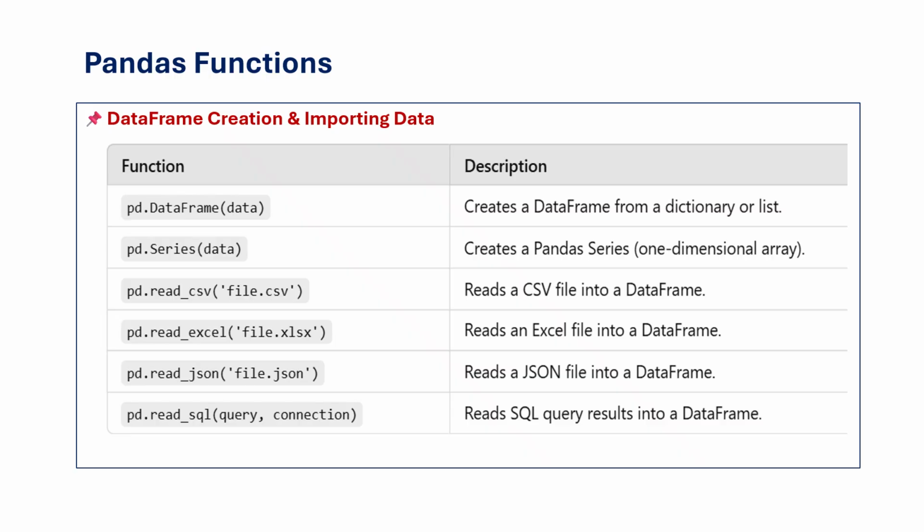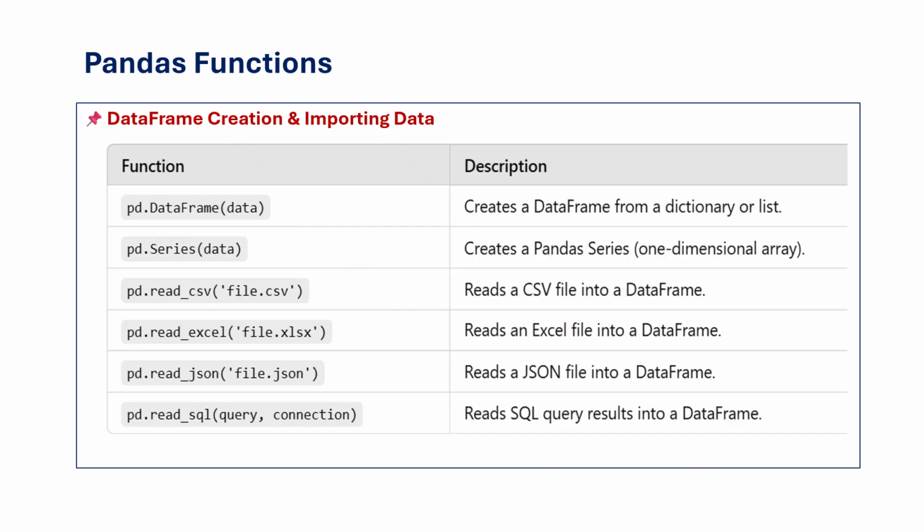Pandas functions. In this slide, we will see how to create a DataFrame and how to import data using pandas. A DataFrame is one of the most important data structures in pandas. It stores data in the form of rows and columns, similar to an Excel spreadsheet or a database table. For example, student details such as name, age, department, and marks can be represented as a DataFrame. We can create a DataFrame from different types of data sources such as a list, dictionary, or existing files. While creating a DataFrame, the data is organized into rows and columns, which makes it easier to analyze.